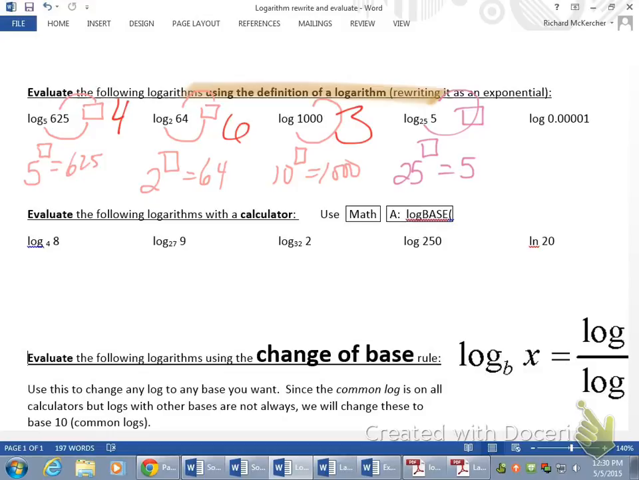This one's a little trickier. I have to remember, hey, wait a second, 25 to what number will give me 5? Would you guys remember that the square root of 25 is 5? And we do square roots by using fractions, so that's 1/2.